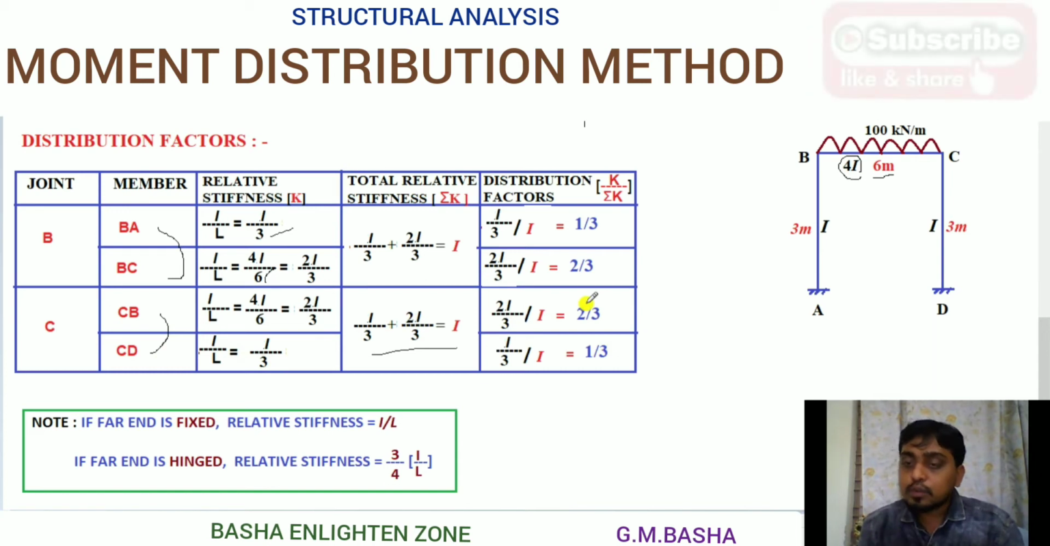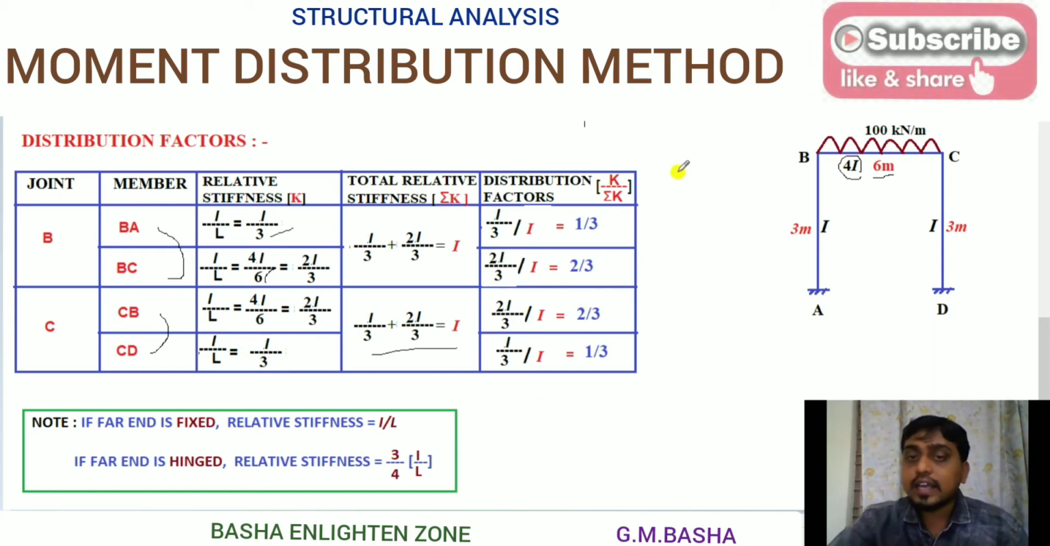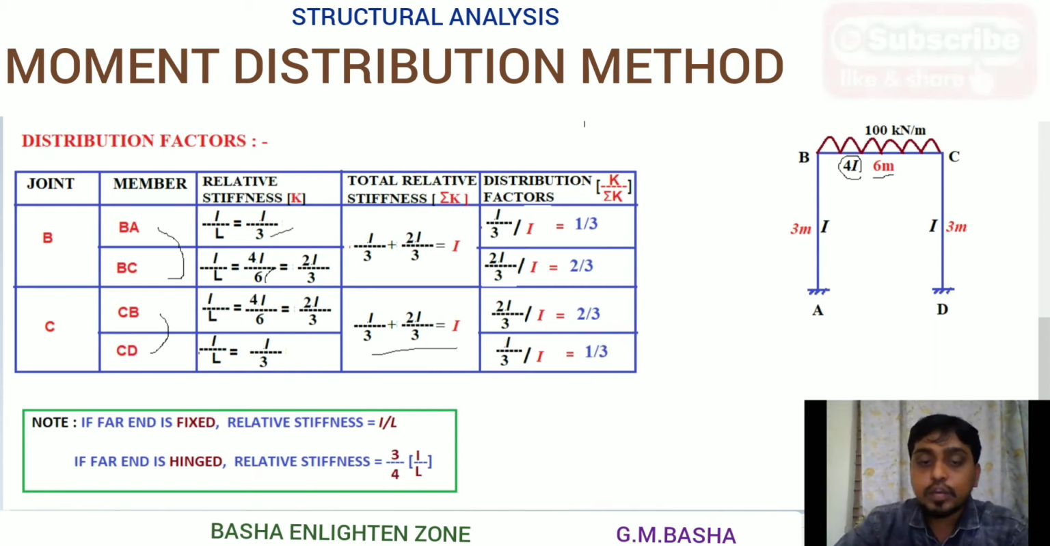So what is the procedure for solving this distribution factor? K by sigma K. While talking about CD distribution factor, K value will be this I by 3 and sigma K value will be this one. Directly you will get a 1 by 3 value. Then go to the next step, which is the moment distribution table.